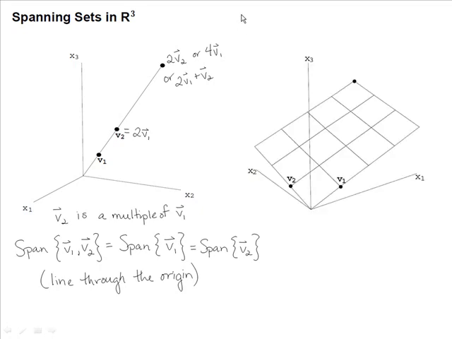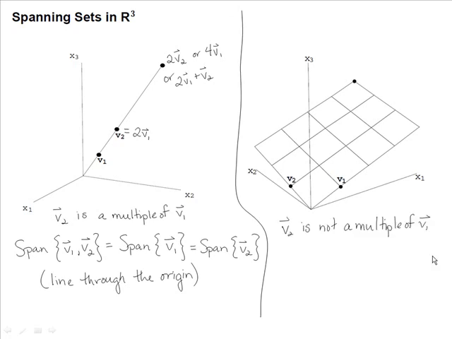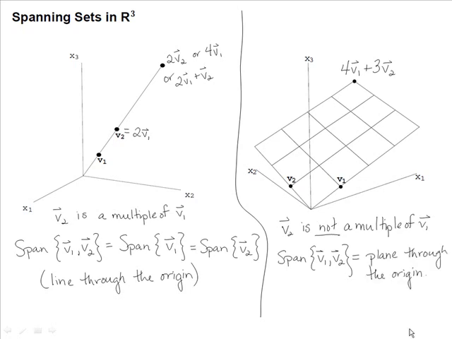Now let's look at this other picture here. We have v1 and v2, and we see that v2 is not a multiple of v1. We looked at this picture before, but our point up here would be 4v1 plus 3v2. When v2 is not a multiple of v1, then the span of v1 and v2 is equal to a plane through the origin.